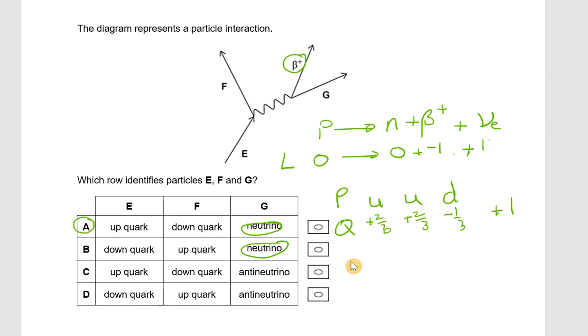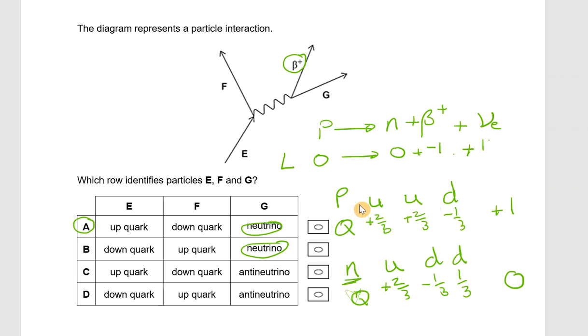Again, we could do the same with a neutron. It's handy to remember that it's up, down, down, but we can prove that it's up, down, down, perhaps if you've forgotten. +2/3 charge for the up quark, -1/3 for each of the down quarks. Add those all together, we get a charge of 0, and of course a neutron has a 0 charge.